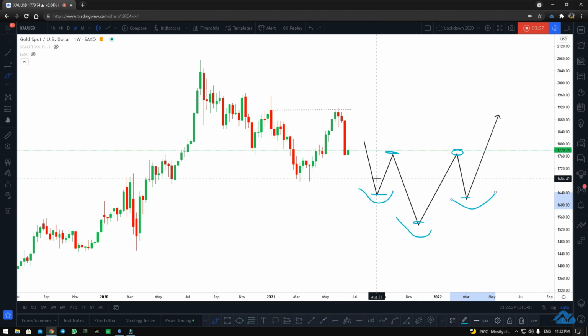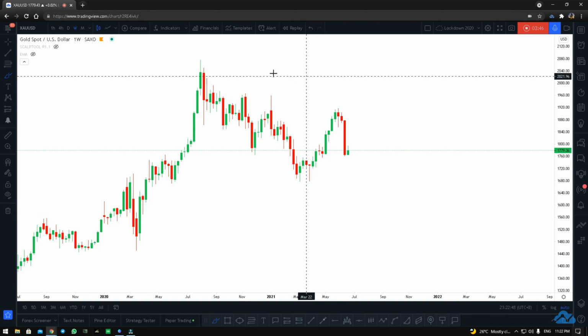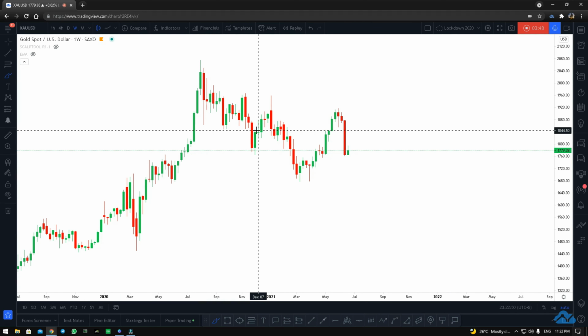So an inverse head and shoulders pattern is a very bullish scenario for gold on a weekly time frame. Now, it's going to be an educational video, so I want you guys to keep watching. I want you to learn a little bit about what is happening in the gold market right now and what are the interesting facts about gold. Okay, so that is the bullish scenario that I've found on the weekly time frame.